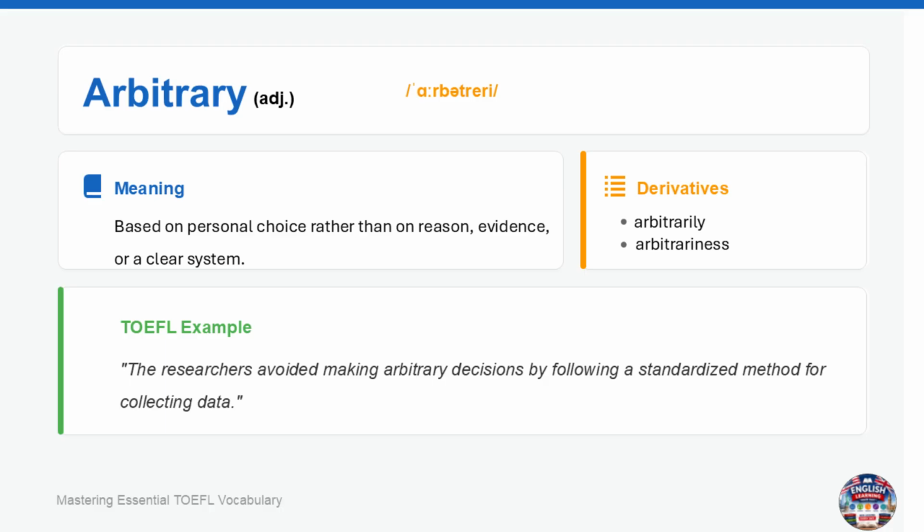The researchers avoided making arbitrary decisions by following a standardized method for collecting data. Here's your question. Why did the researchers follow a standardized method? Because they wanted to avoid arbitrary decisions.